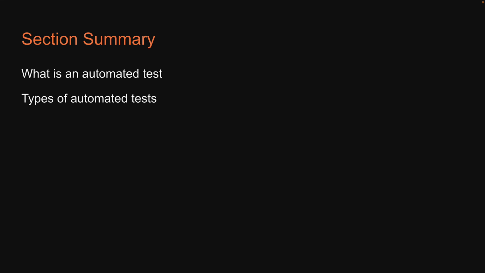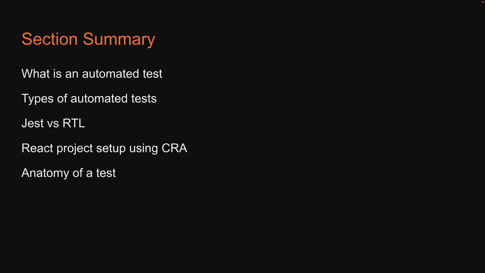With that, we come to the end of the first section in this series. We have covered what is an automated test, types of automated tests, difference between Jest and React testing library, set up our React project using Create React App, understood the anatomy of a test, created our very first test, and learned about TDD and created our second test. If all of this is clear, let's move on to the next section where we will focus on Jest and its configuration.